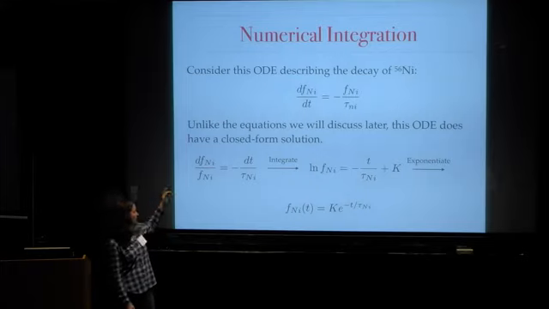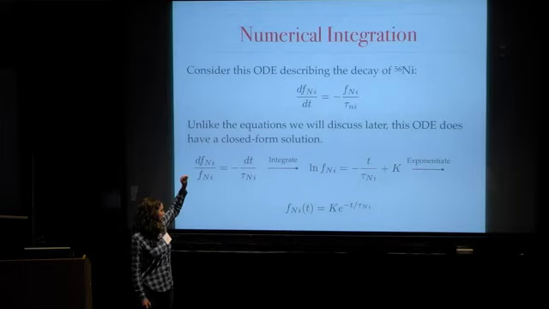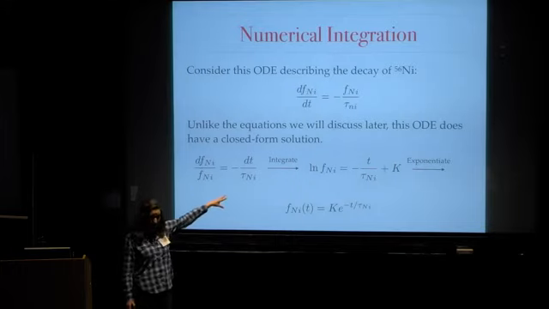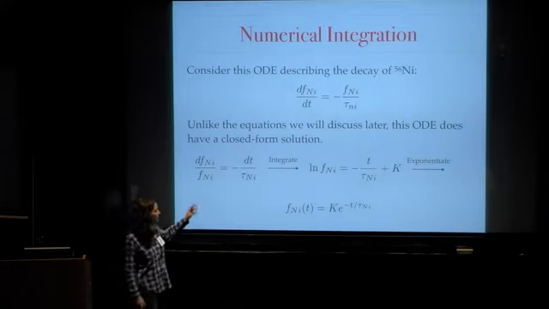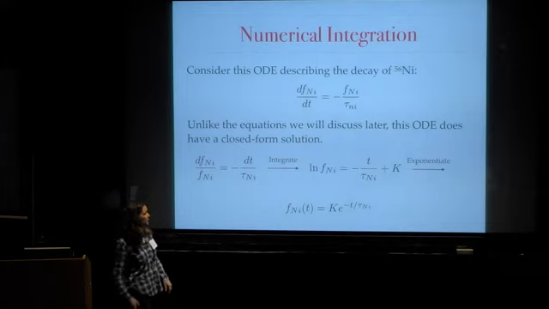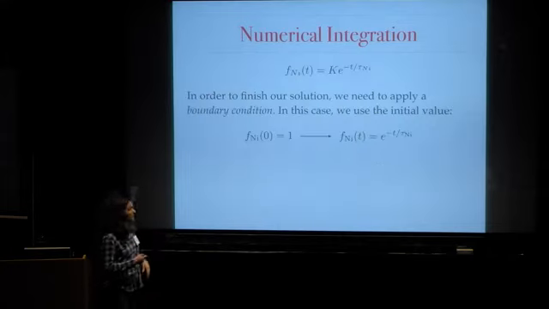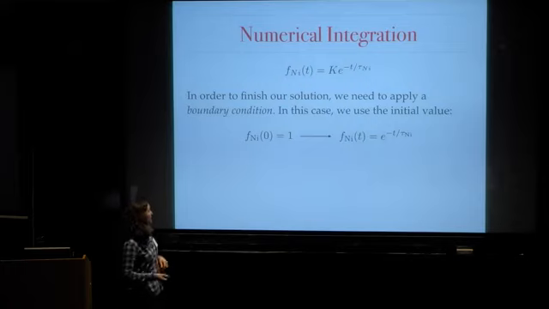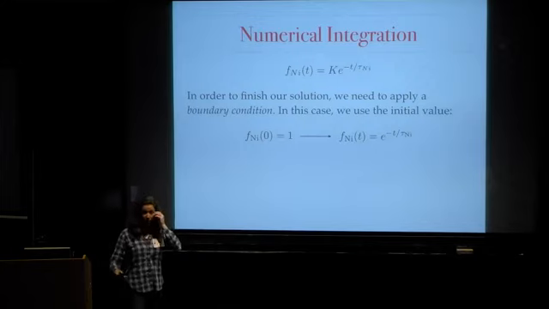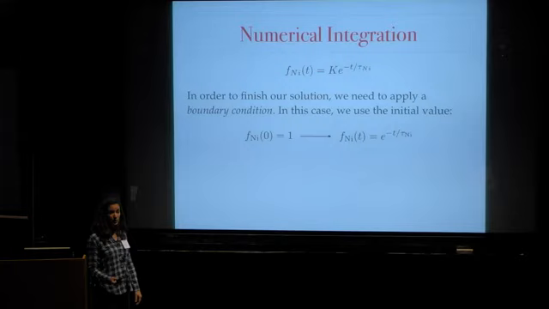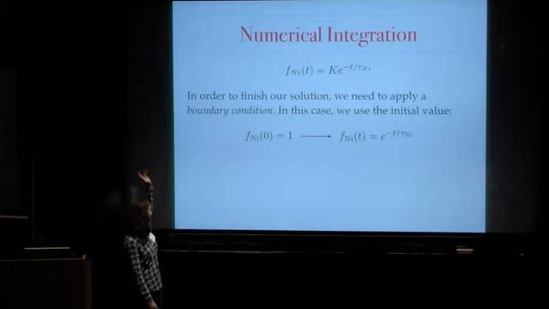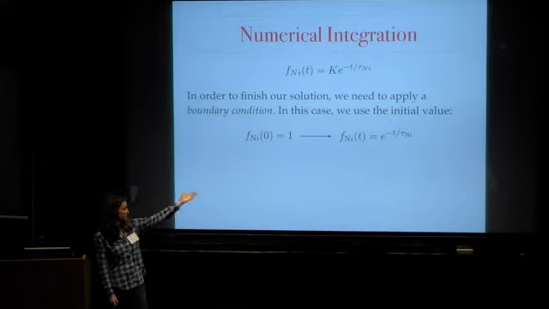So if we integrate, you get log of F equals negative t over tau plus some constant. We can then exponentiate that, and you end up with the fraction of nickel-56 as a function of time is the constant times exp(-t/tau). Okay. So something that you also probably already know is that in order to finish this solution, you have to have some sort of boundary condition, right? That's how we know what the constant is. We have to know how much nickel-56 we started with. And in this case, we can just apply an initial value condition, which is just, at time 0, the fraction of nickel-56 is 1, and now we have our solution.